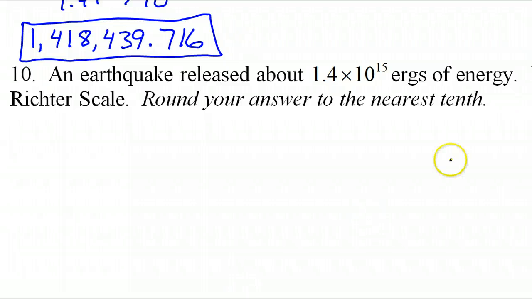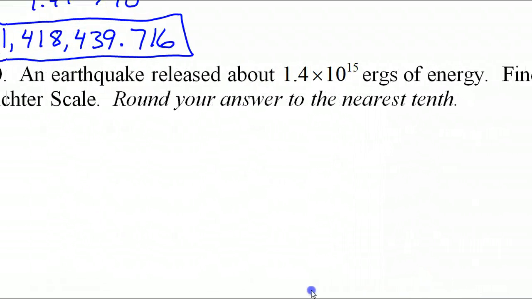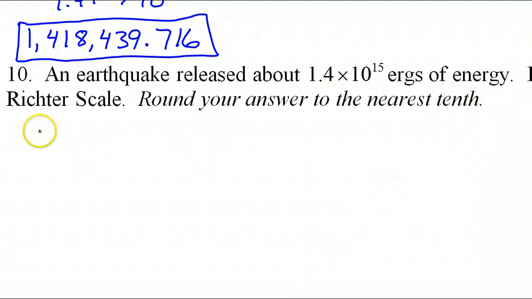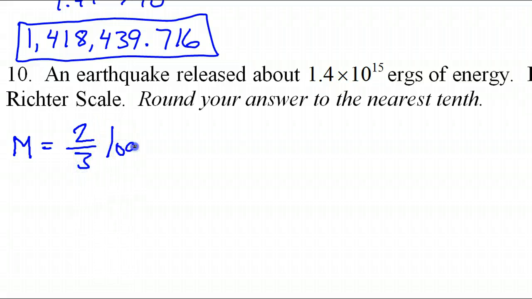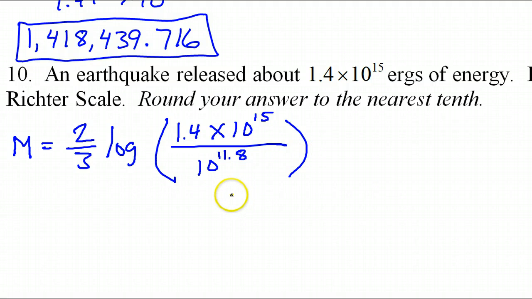Alright, number 10. An earthquake released this many ergs of energy. Find the earthquake's magnitude on the Richter scale. Round your answer to the nearest tenth. We're just going to use the formula that we've been doing. So the magnitude should equal 2/3 times the log. Up here we put the energy, so that's 1.4 times 10 to the 15th power over 10 to the 11.8 power. We should be able to put this whole thing in our calculator, and that's it.